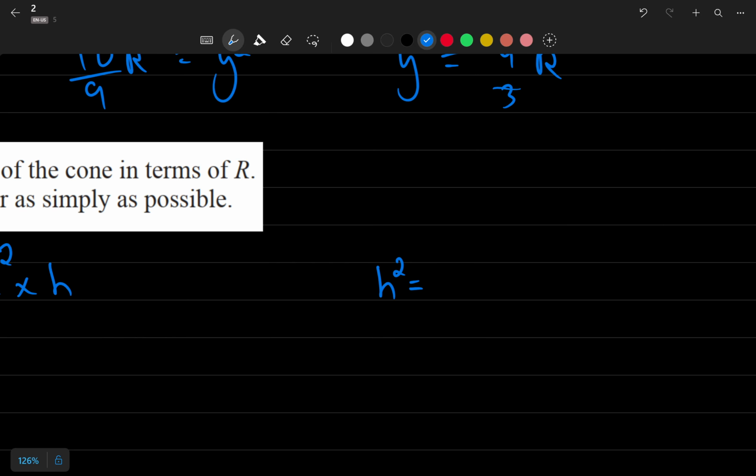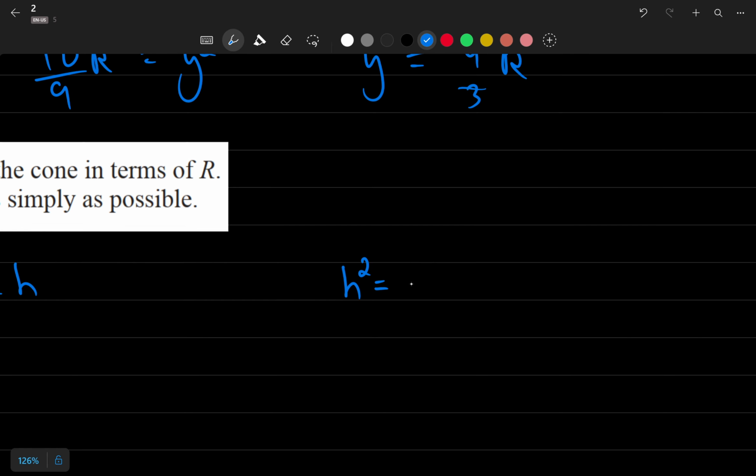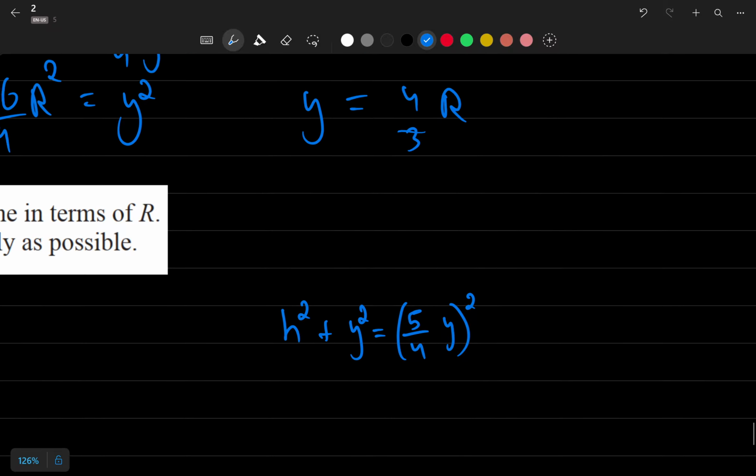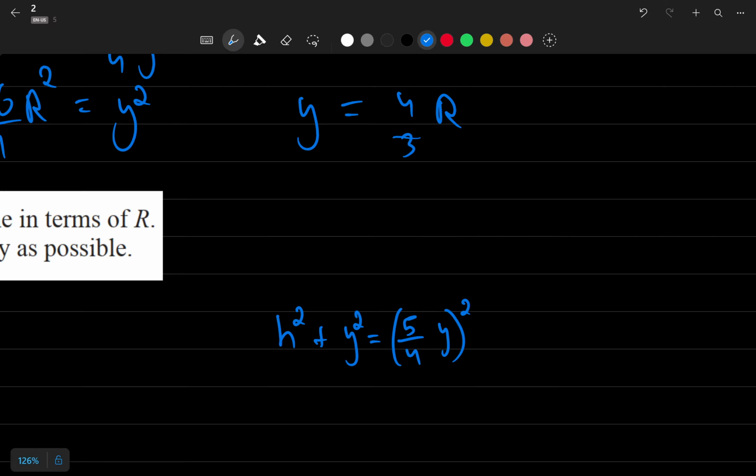H square is equal to y square plus 5 by 4 y. This is not square. Oh, we have to square both sides. Okay, so I did it wrong. It was like this. So h square plus y square, which is basically perpendicular square plus base square, is equal to hypotenuse square.